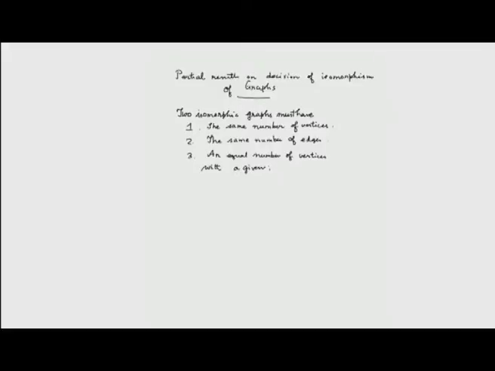Now, it is not difficult to directly see that these conditions are absolutely necessary for 2 graphs to be isomorphic. That means that if 2 graphs are isomorphic, of course, these things must happen. So, if these things do not happen, then they are not isomorphic, but it is quite possible that these things do happen, but still the graphs are not isomorphic. Let me give an example.